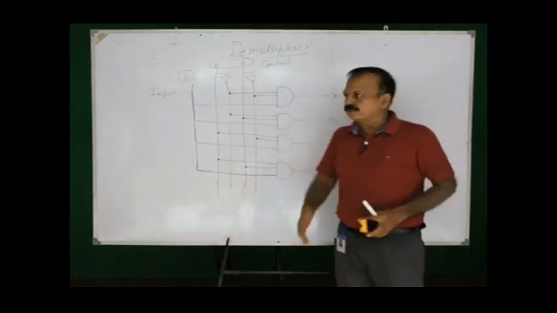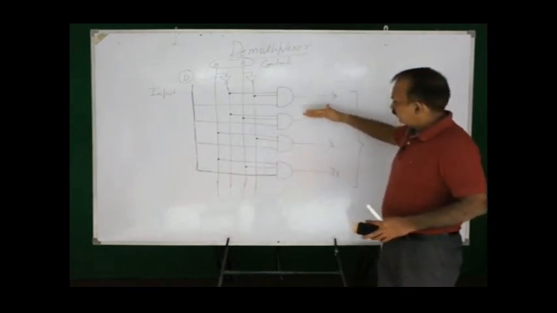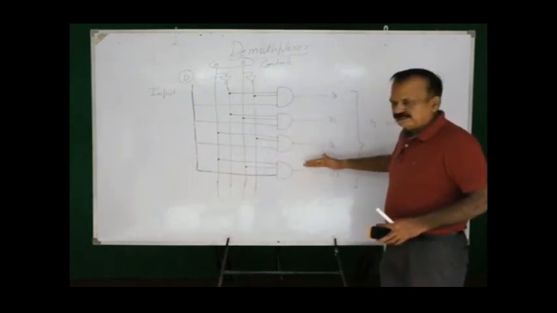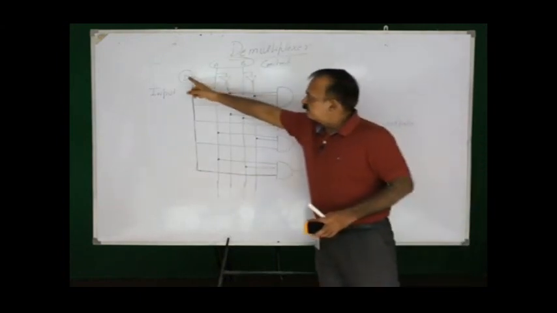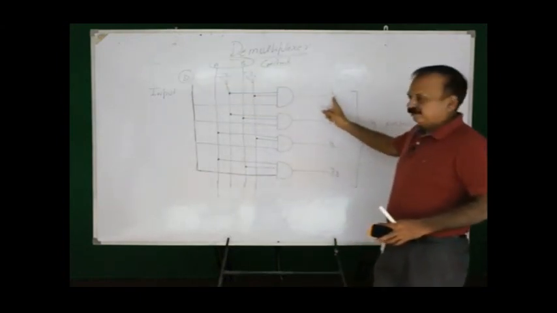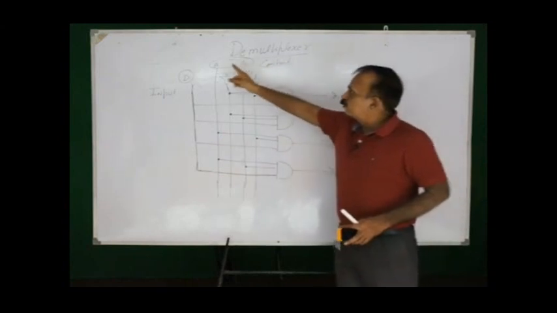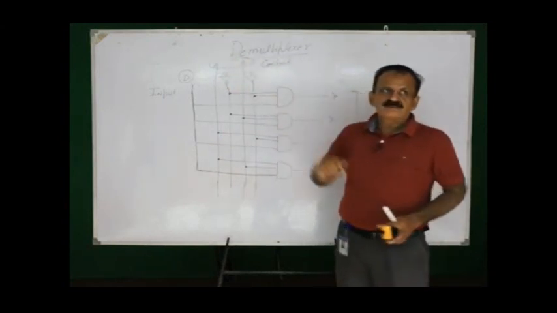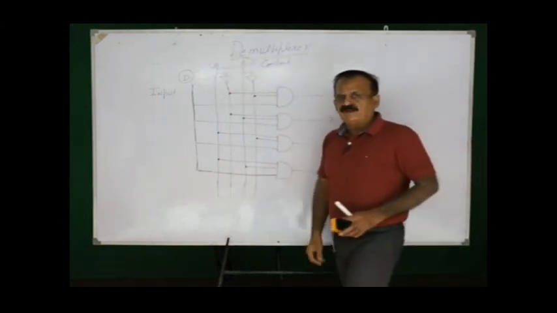Now what is the output? I hope D 0 0 0. That means this D is connected to this Y0 because the control signals are 0 0. Let the control signals are 1 1.